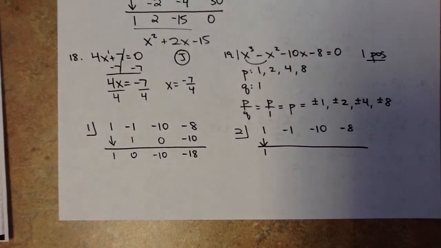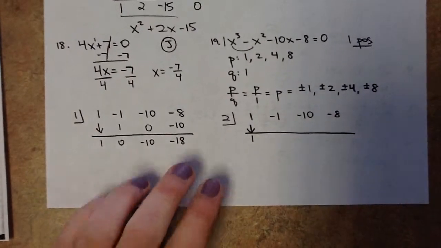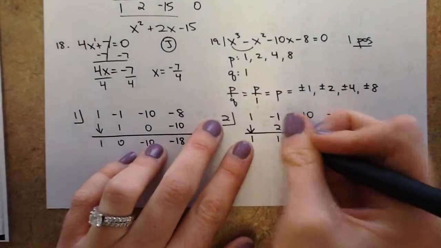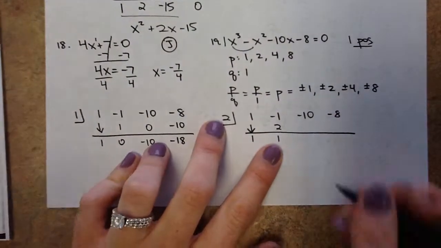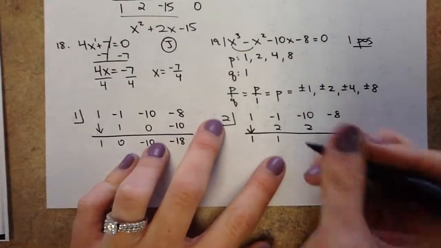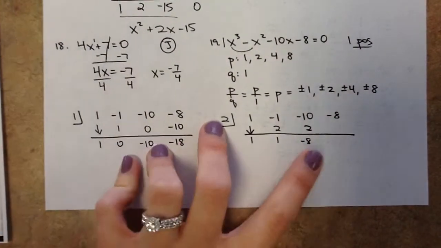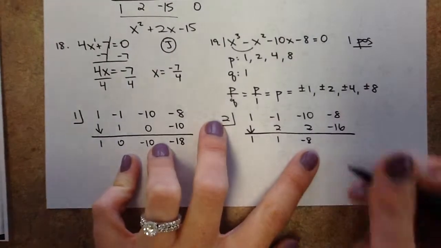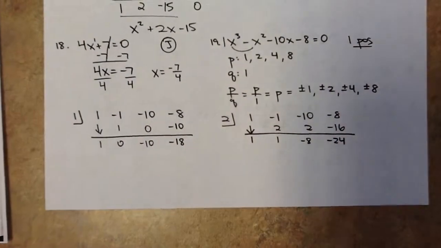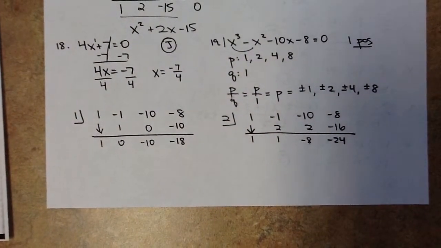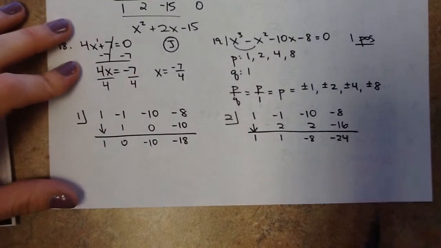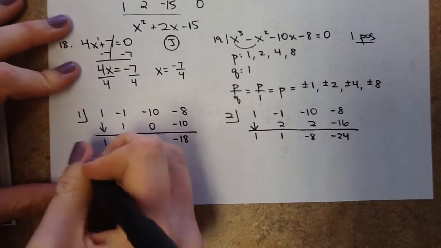Okay, so same process. We've done this so many times so far, even just in this video. Multiply, I get 2. Adding gives me 1. Multiplying gives me 2. Adding gives me -8. Multiplying gives me -16. And unfortunately, adding gives me -24, which means that the 2 is not my answer either. So I only have 2 more options. It's got to be either the 4 or the 8. So let's just keep going in order.